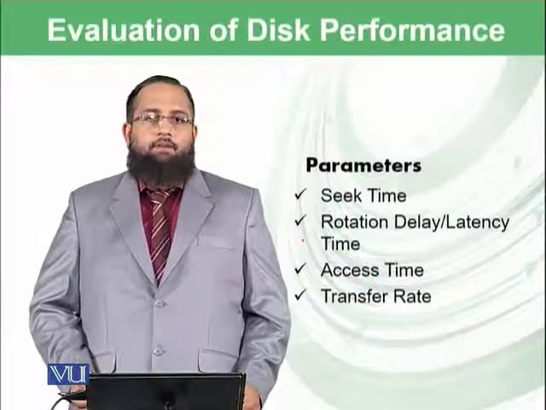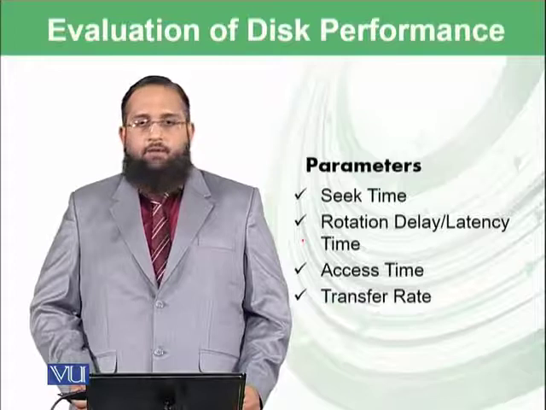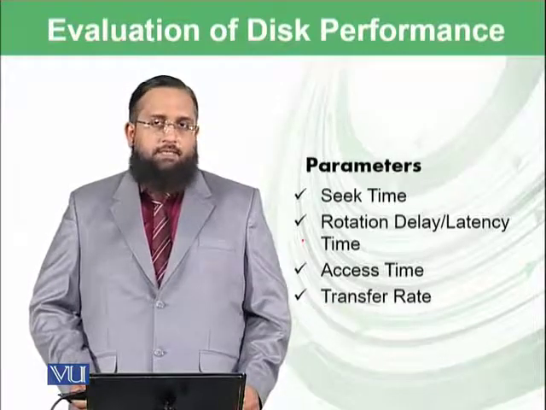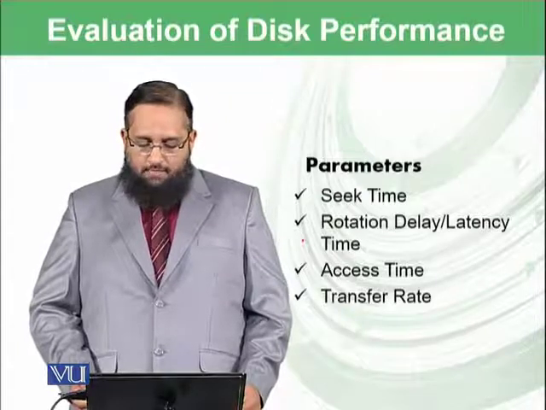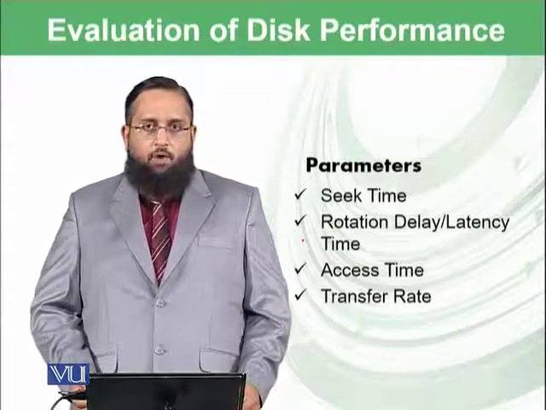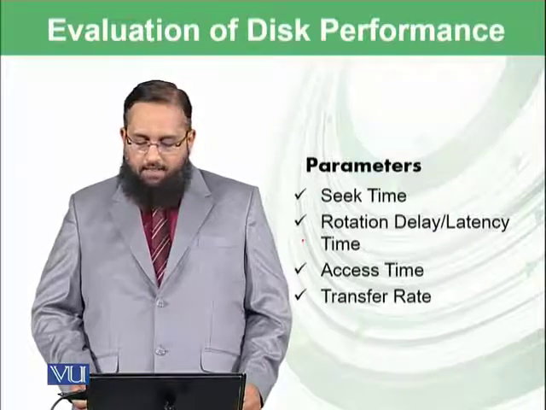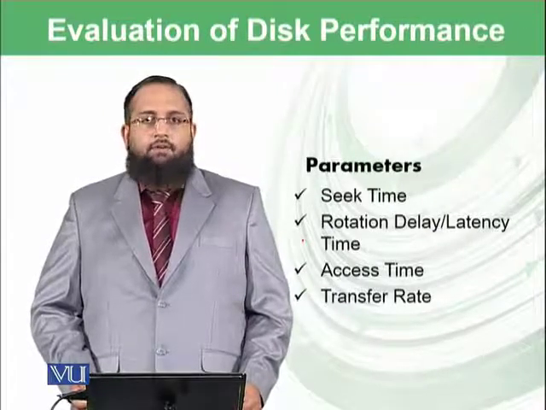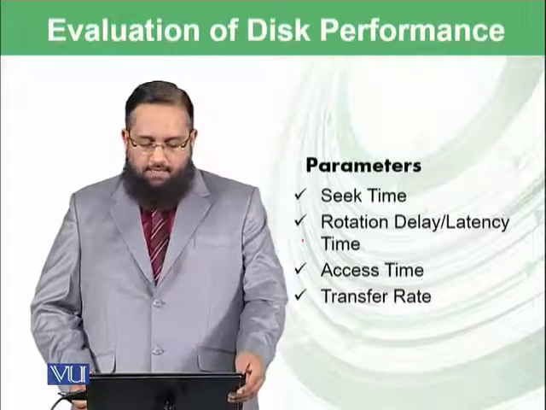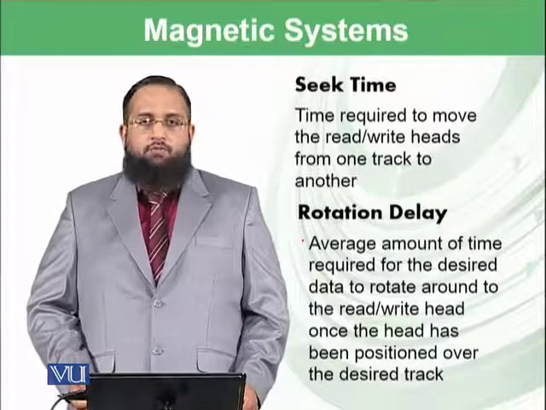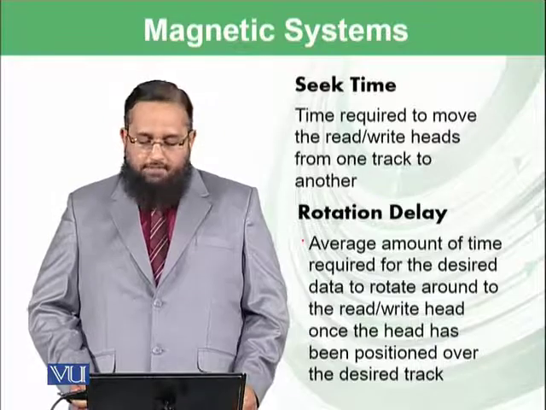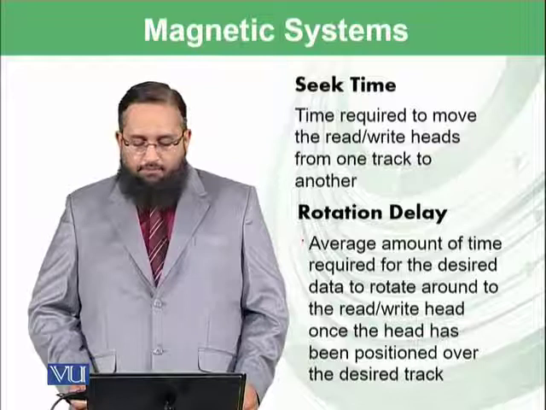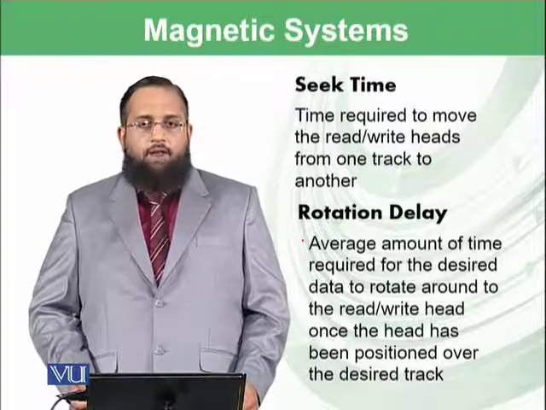Then there are different parameters to assess whether one disk is better or worse than the other. So these are different parameters to gauge the quality of a disk, for example, seek time, rotation delay, latency time, access time and transfer rate. So let's define each parameter. First of all is seek time. Seek time is defined as the time required to move the read-write heads from one track to another.